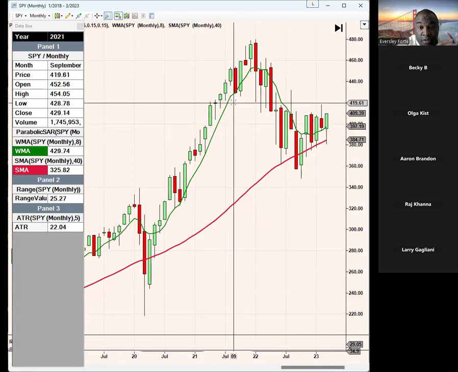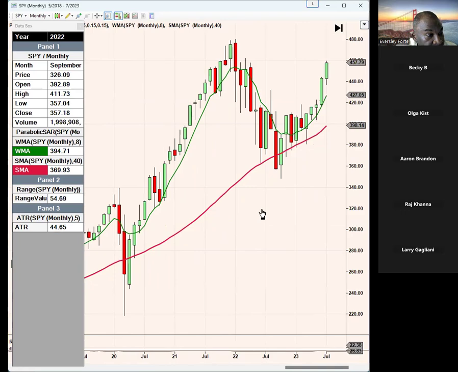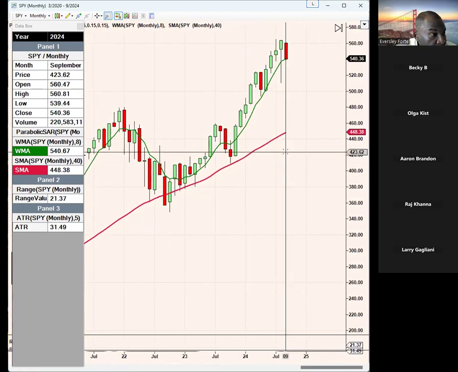The 8 is something learned from John Carter and Hubert Senters. They're two of the major people Becky and I learned from, and the 8-period moving average was a major part of that. Buying pullbacks to the 8 and other major support levels. Here we are right now.